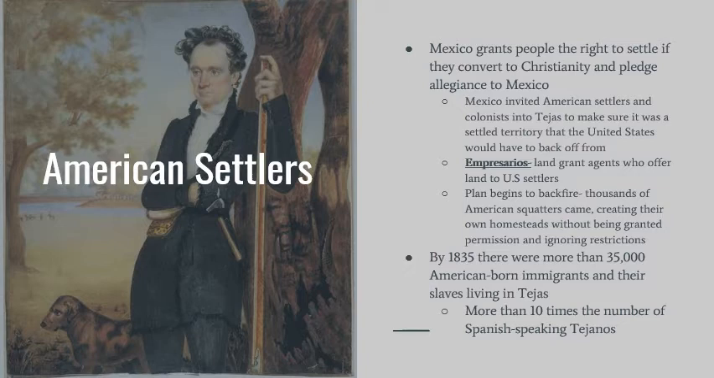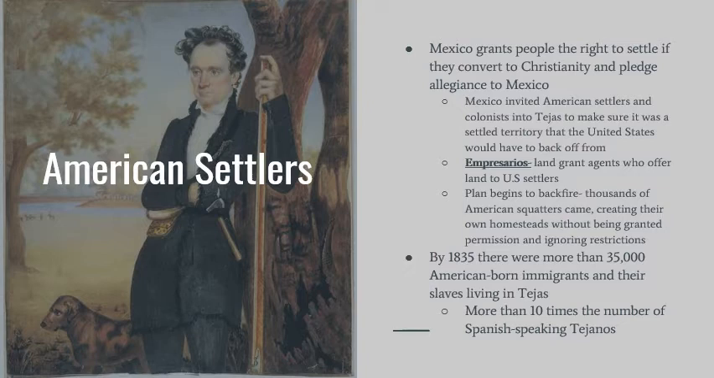One of the most famous examples of this is in 1821, an ambitious ex-newspaperman from Missouri named Stephen Austin settled 297 American families and their slaves on the Brazos River in East Texas. In exchange for the land, they agreed to convert to Catholicism and pledge allegiance to the Republic of Mexico. Under the same terms, Mexico granted others the right to settle in Texas, but soon the plan began to backfire.